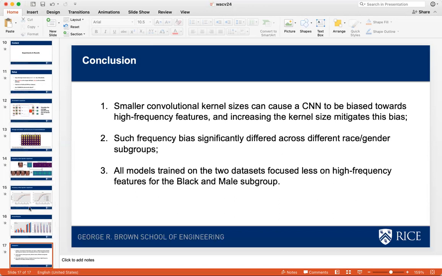As a conclusion, we find that smaller convolutional kernel sizes can cause CNNs to be biased towards high frequency features, and increasing the kernel size mitigates this bias. Such frequency bias significantly differs across different race and gender subgroups, and we find that all the models trained on the two datasets focus less on the high frequency features for the Black and male subgroups.